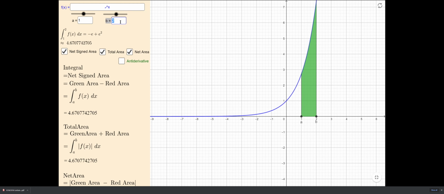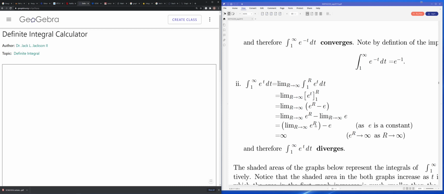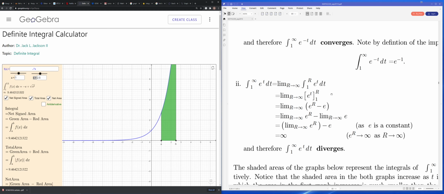And if you keep increasing the big R, your area, which is equal to this green area, which is equal to this definite integral when the big R is equal to 2.5, you notice it's large. So if I keep increasing this big R, this area is just going to increase rapidly. Your green area is just going to keep increasing as this big R increases.